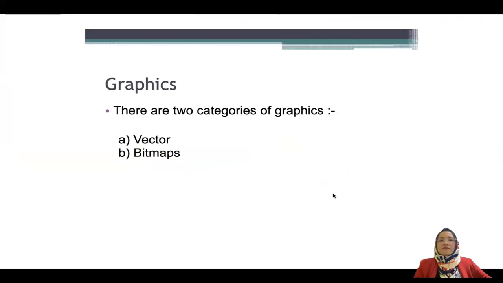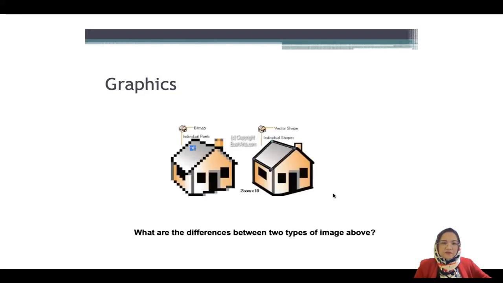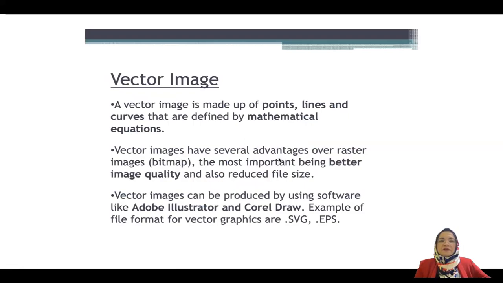And graphics categories, two famous ones: vector or bitmaps. Normally, a graphic designer will ask the client, would you prefer to use vector or bitmaps? We'll have a look at the difference between these two. I'll give you an example of these two images here, so which one is vector, which one is bitmap. As you can see, on your left is actually bitmap and on the right is vector. So let's look into it.